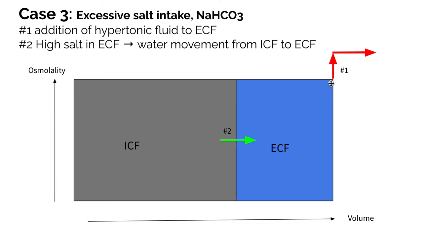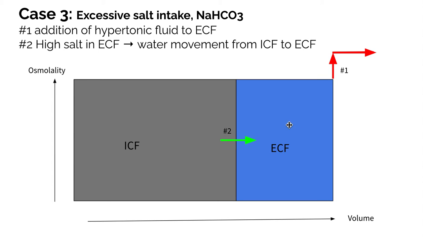So what do you think is going to happen to our osmolality? It's going to go up because we just added a lot of hypertonic fluid. And the volume is going to expand, right? Because we gave them a sodium bicarb like solution, so something was added, so the volume is going to go up. So that's our change in the ECF. Now, coming to our second question. Where will the water move from the ICF?